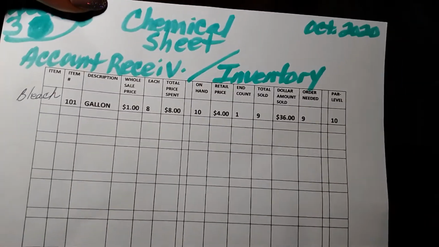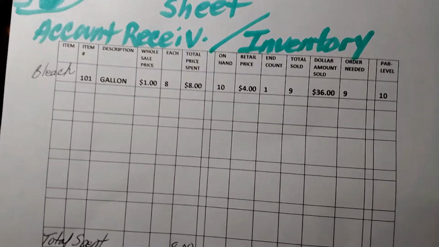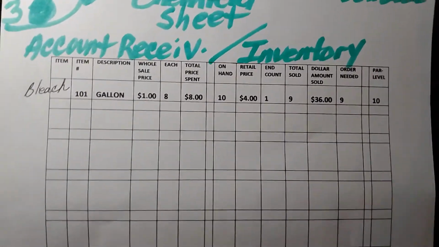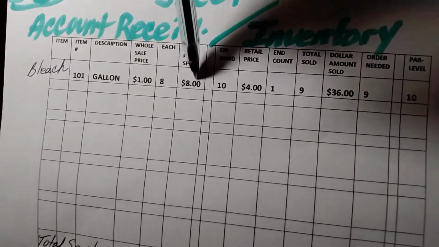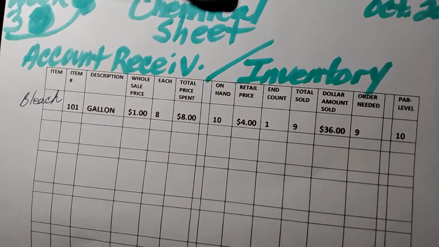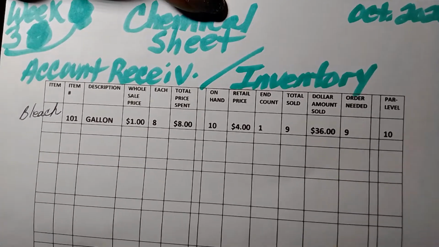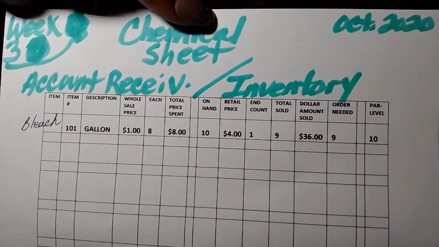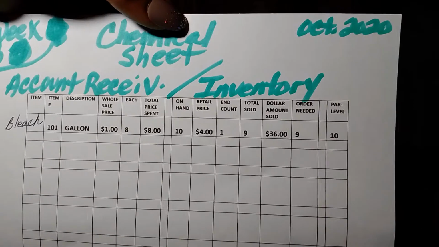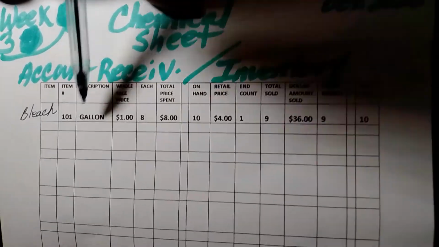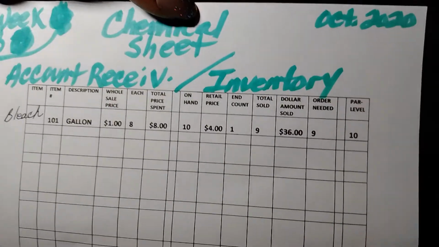Okay, and your chemical sheet is the same way. That's your bleach. Okay, and we did order 8 bleach. Okay, and then at $8. Okay, so you will put all that in, and just remember what we're doing here is we're basically copying our invoice that we got from the truck drivers, and we're recording it onto accounts receivable. Okay? So that's how you do that.